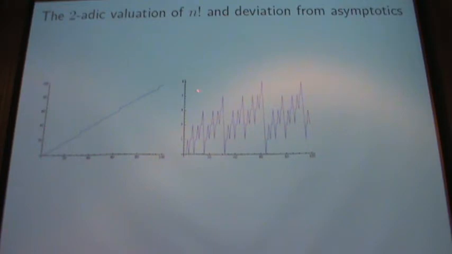Here's the p-adic valuation of n factorial. So this is the first picture. I should have put these two pictures separately, but to save time, I put it in one. Here's what you get if you compute the p-adic valuation of n factorial. So it's the power of 2 that divides n factorial.